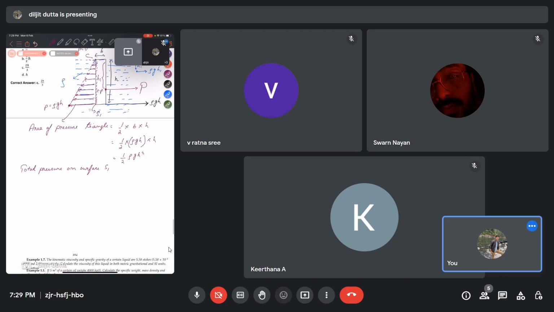Suppose at each point you are having some pressure value, suppose rho g h1, rho g h2, rho g h3, like that. So it is the integration of all the pressure values. Why integration? Because pressure is not discrete, it is varying continuously, so we have to use integration. So total pressure is given as the integration from 0 to h of rho g.